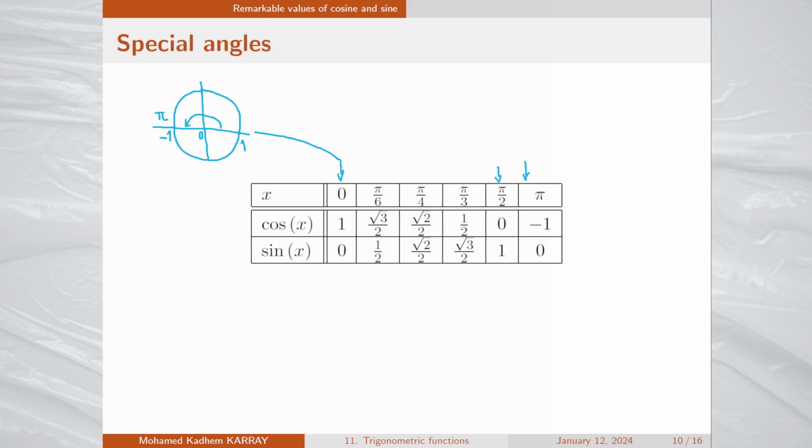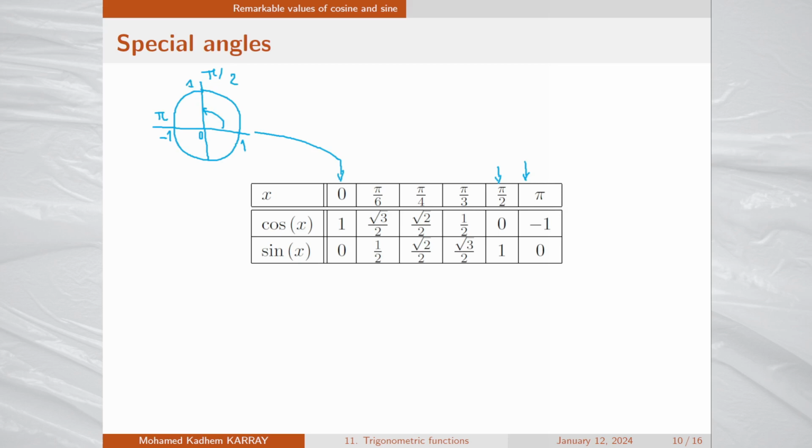Now, if we consider pi over 2, I erase this. So let's draw or consider the angle pi over 2, which is this angle here. You see that the cosine of this angle equals 0 and the sine of this angle equals 1.